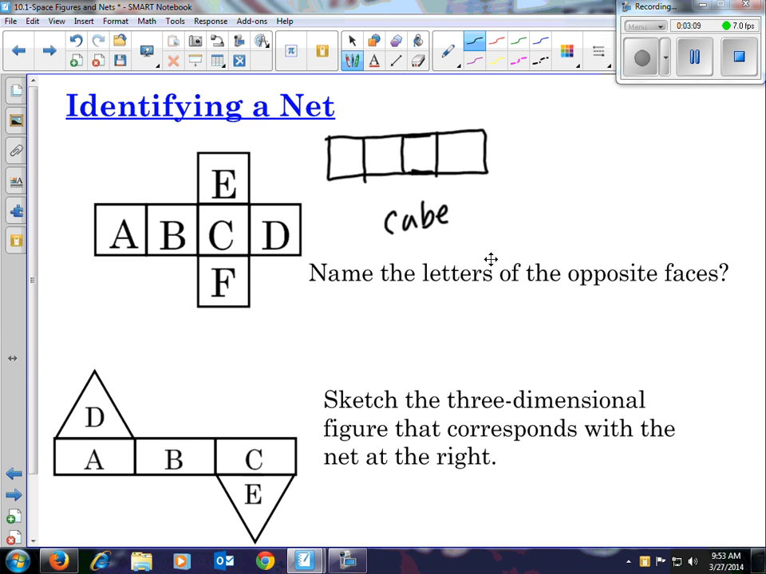Now, when we look at a cube, we want to know the letters of the opposite faces. Opposite faces meaning across from. Just like when we made our polyhedrons at the beginning of the semester, you had to name the opposite faces. So in this case, E and F would fold up together. So E would be opposite of F. So E and F go with each other. And then if we fold up these two, we would have B and D that face each other. And then A is going to flop over the top, and it's going to end up being across from C. So then we're going to have A and C.